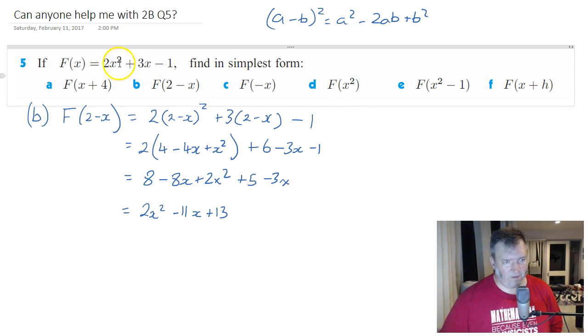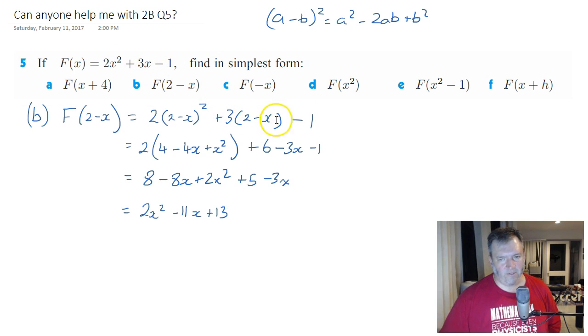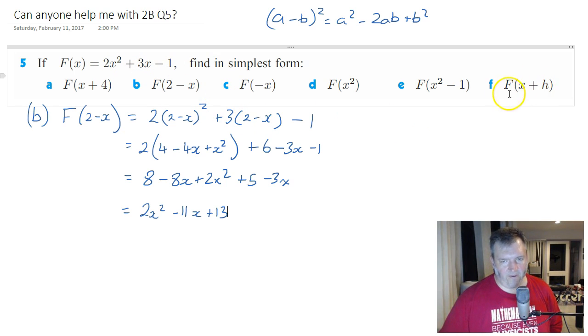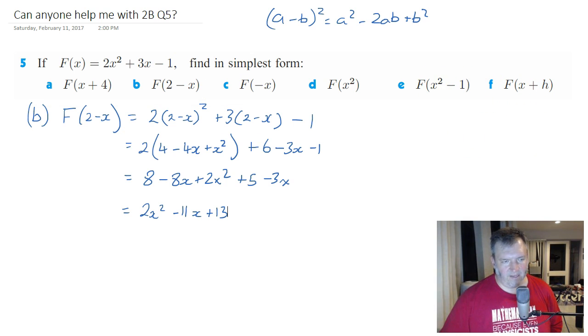F of x squared, that's going to be pretty straightforward. It's just going to be 2 times x squared squared, which will be 2x to the power of 4 plus 3x squared minus 1. I don't think that one's too bad. F is going to be a useful one, and E, maybe I'll do those two just to help us out a little bit. Here, E, f of x squared minus 1.